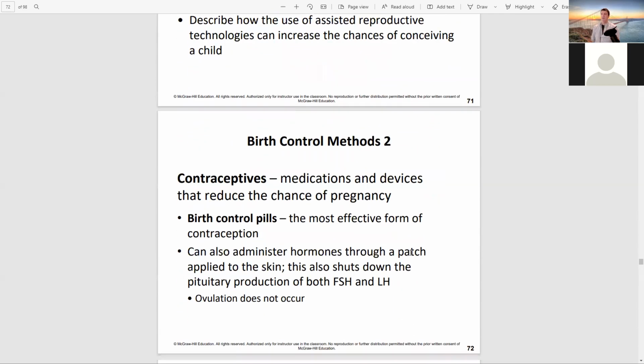So there's contraceptives, which are medications and devices that reduce the chance of pregnancy. Birth control pills, the most effective form of contraception, can also administer hormones through a patch applied to the skin. This also shuts down the pituitary production of both FSH and LH, and ovulation does not occur.